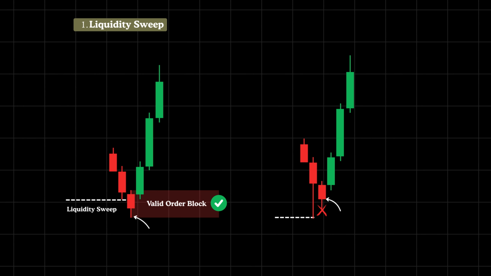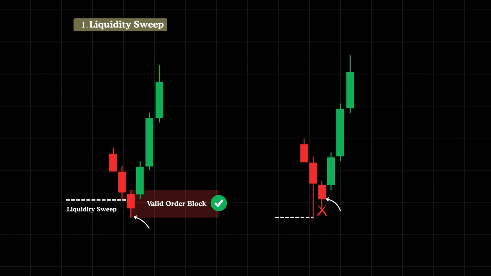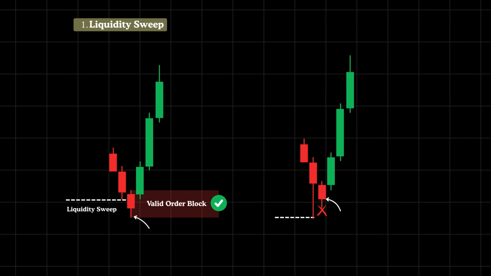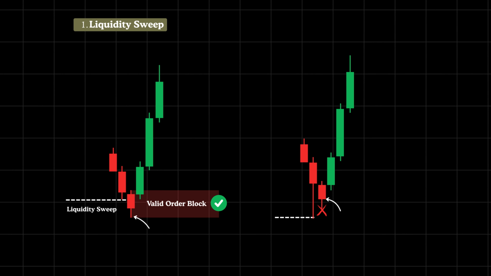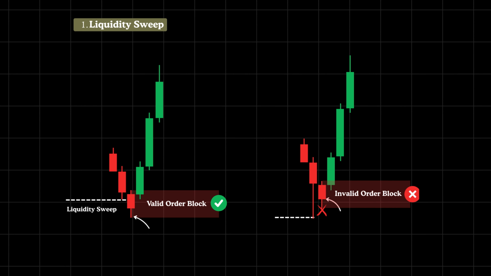But in the right side example, the last bearish candle did not break below the low of the previous candle, meaning no liquidity was swept. Cross mark result: this is an invalid order block.